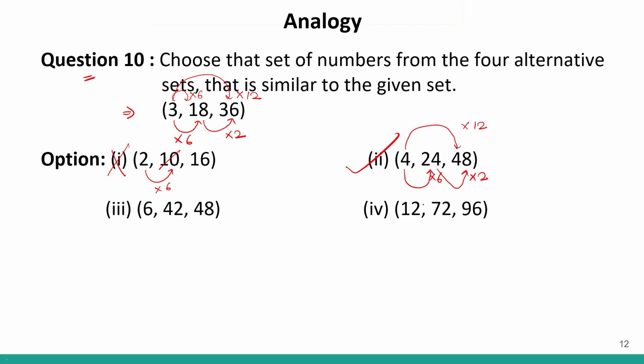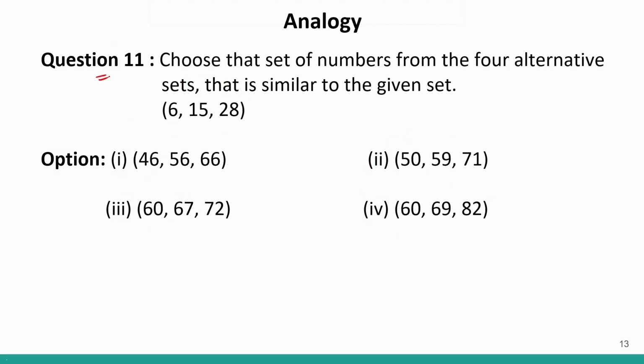Now let us check for option number 3 and 4 as well. 6 into 6 should give me 36. So this is not correct. And 12 into 6 will give me 72. Okay. But over here, this should be into 2. So it will not give me 96. So this is also not correct. So the correct answer will be 4, 24 and 48, which is given in option number 2. So option number 2 will be the correct answer to this question. Okay.